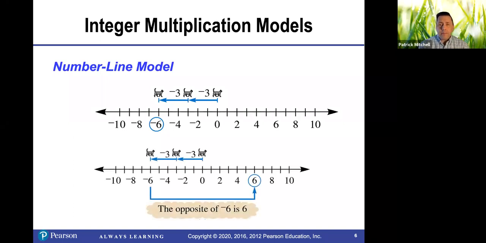And then one way, this is not the only way, to use a number line model to illustrate -3 times -2 equals 6 is just to say that -2 times -3 has to be the opposite of 2 times -3. So since we already know that 2 times -3 is -6, the opposite of 2 times -3, which would be -2 times -3, should be 6.